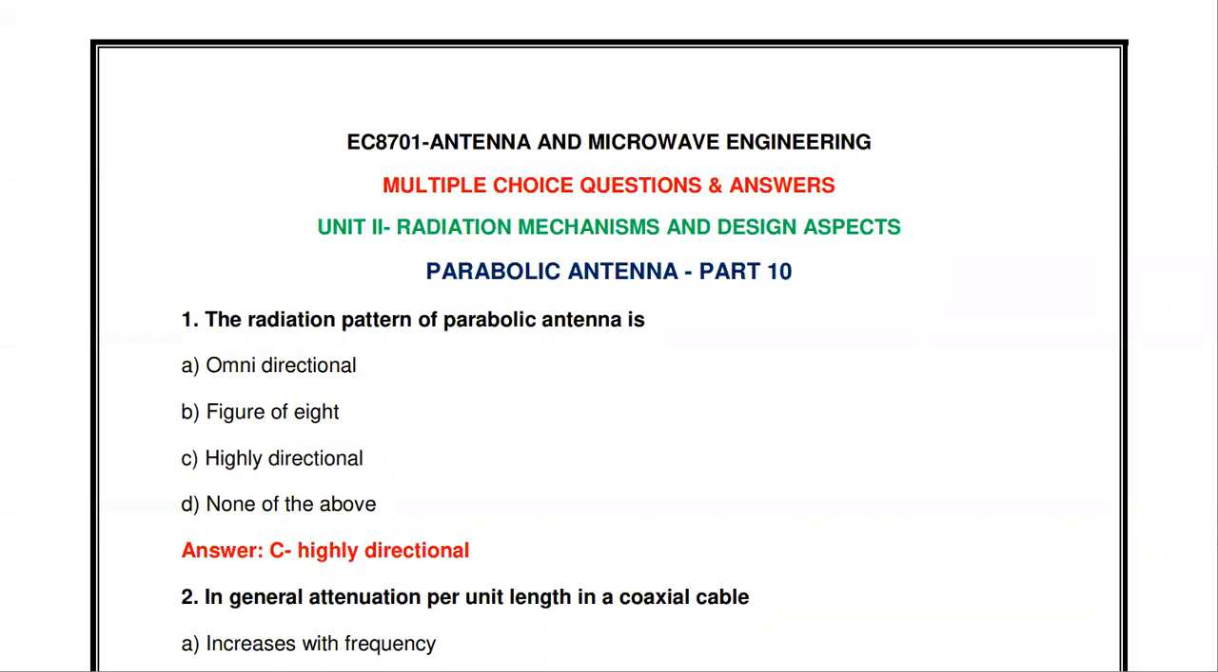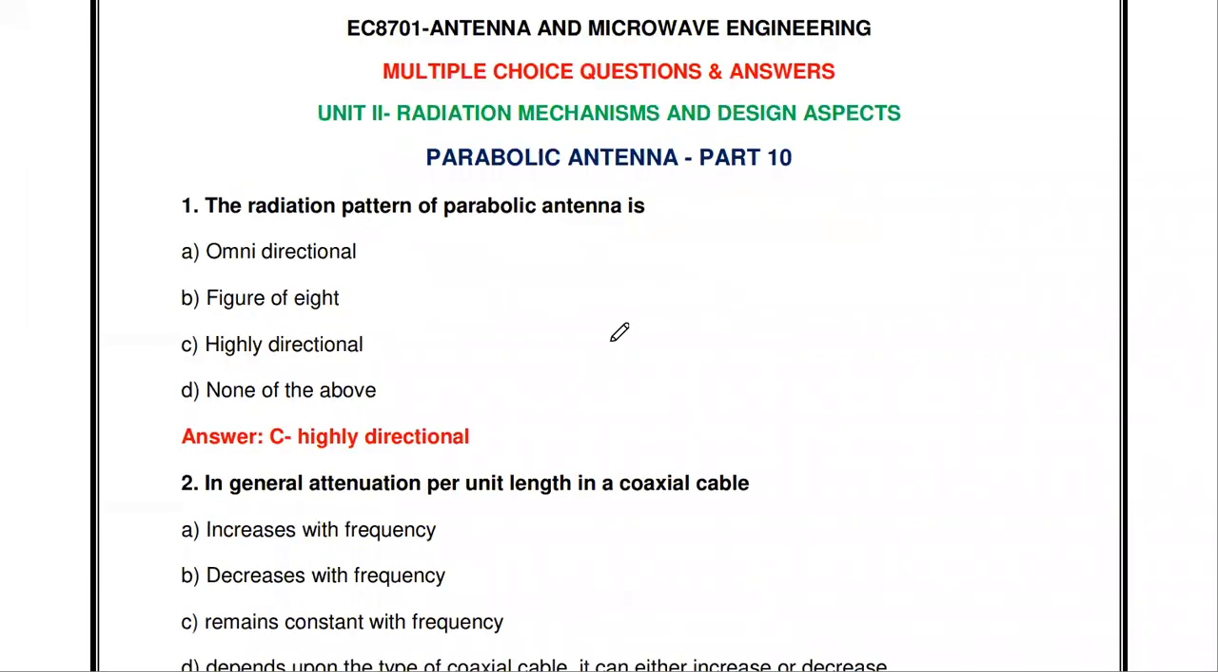Welcome to my channel. Today we are going to discuss the objective type questions on the parabolic antenna, that is the reflector antenna. So we will see the questions. The first one: the radiation pattern of the parabolic antenna is omnidirectional, figure of 8, highly directional, or none of the above. The radiation pattern of the parabolic antenna is highly directional.